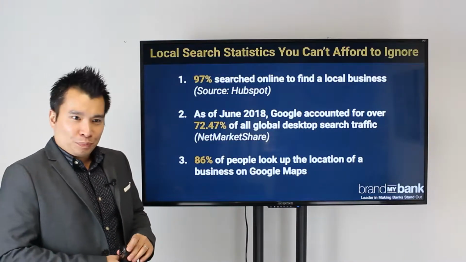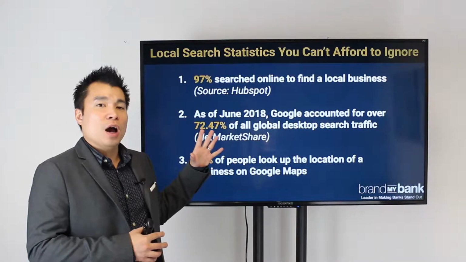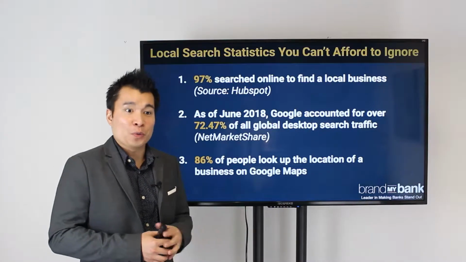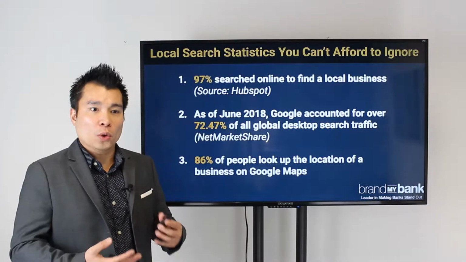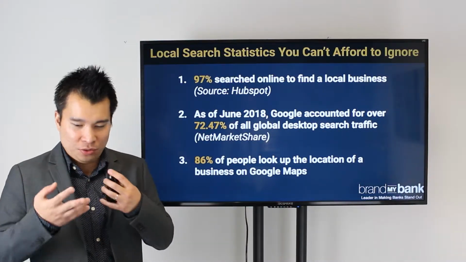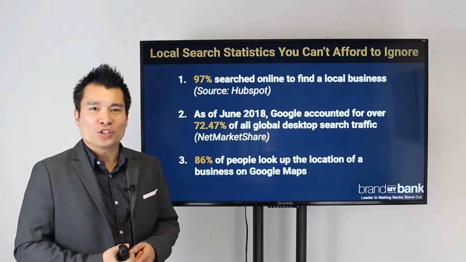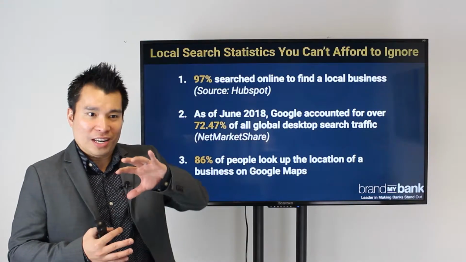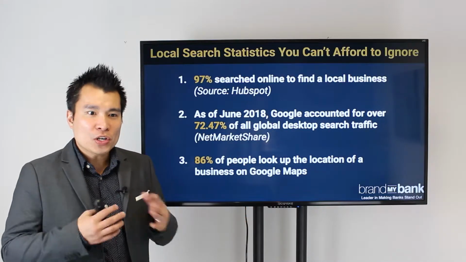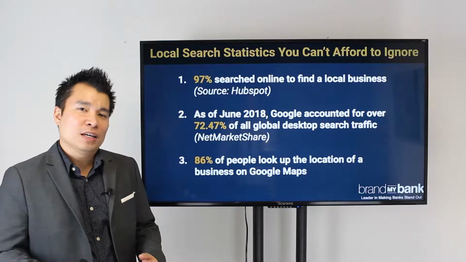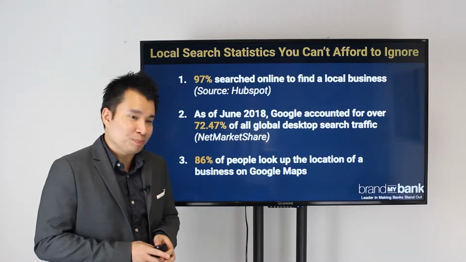I want to pull some stats from local search statistics that you may want to pay attention to. For example, 97% of people search online to find a local business before they go into that business. As of June 2018, Google accounted for over 70% of the entire global desktop search traffic, and 86% of people look up the location of a business on Google Maps. Those are really interesting numbers to pay attention to.